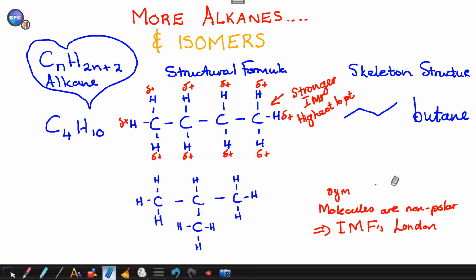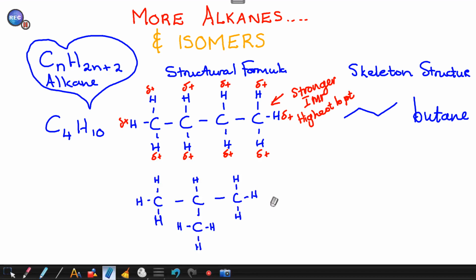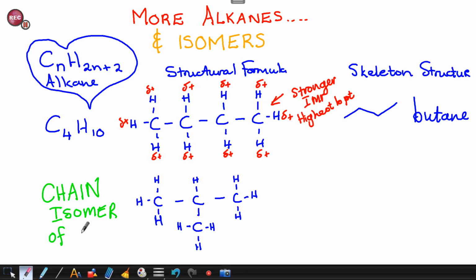Okay? So what is the name of this molecule? That's got 4 carbons, 10 hydrogens, but it's not a straight chain molecule. Oh, the isomer. Yeah, the isomer. Okay. Now this isomer is called a chain isomer because the chain has changed in length. So it's a chain isomer of butane.